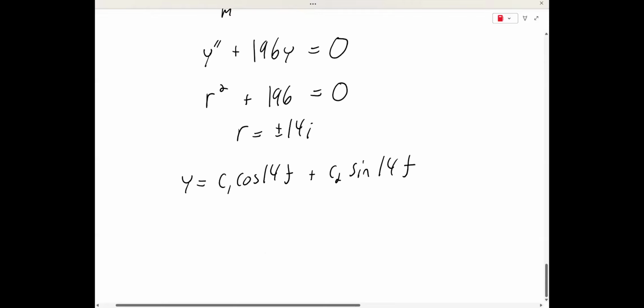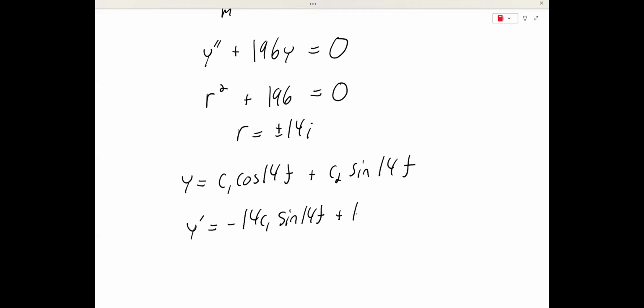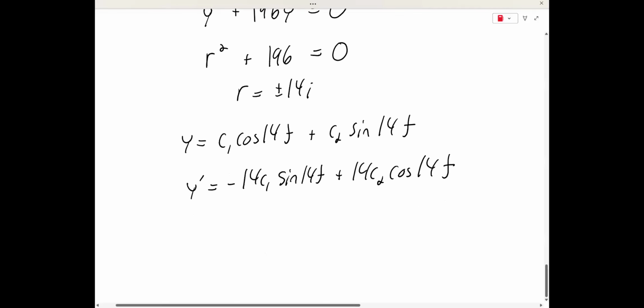Okay, now we'll take the derivative here. Anything there so far? So that would be negative 14c1 sine 14t plus 14c2 cosine 14t. So we get this here. And now apply initial conditions, right? So apply ICs.